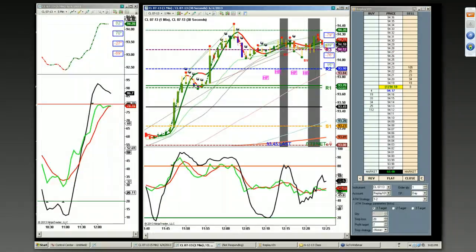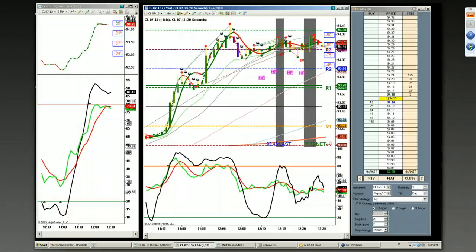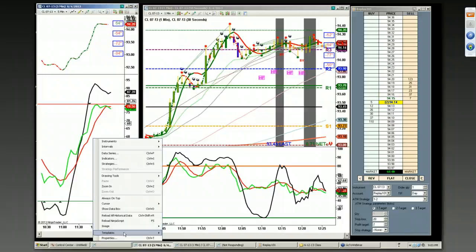Show me how you save your new templates. Okay, Jeffrey, if I've just built this chart, well, let's say this chart. I've just built it and I want to save it. I right click, I come down here to templates and I say save as, and we'll just call this last class.